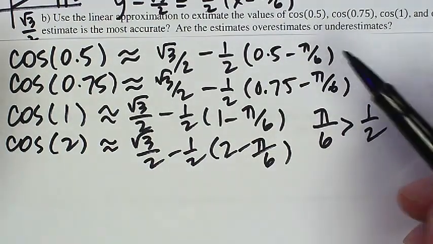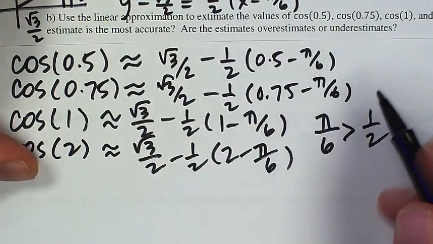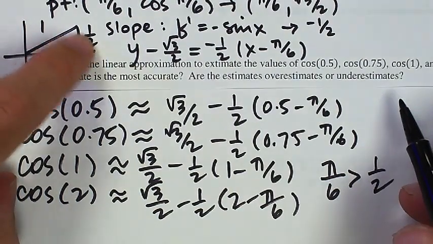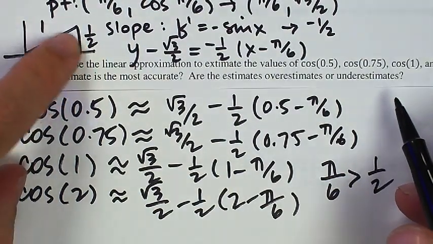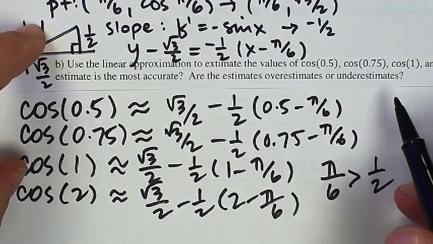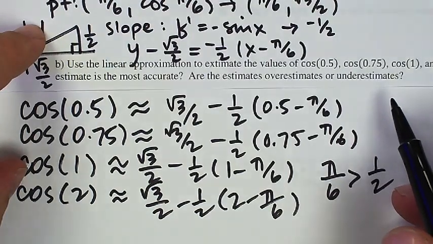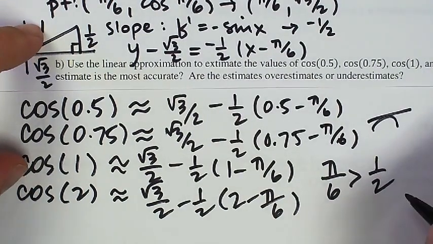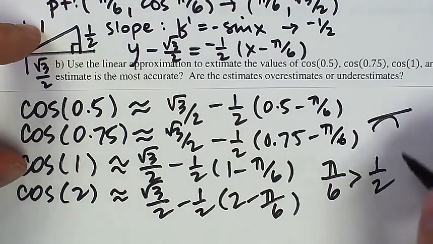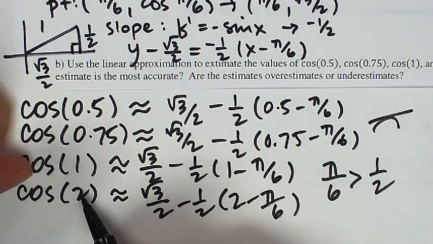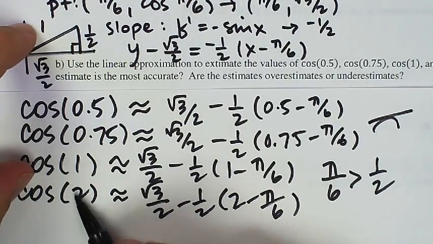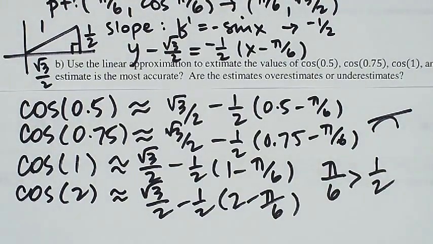Overestimates or underestimates? Well, the second derivative is going to be negative cosine, which up until pi over 2 would be negative because cosine is positive over here. So up until pi over 2, it would be concave down, which means that they'd be overestimates. But you can't say that for x equals 2 because we experience a change in concavity at pi over 2, and pi over 2 is between 1 and 2.